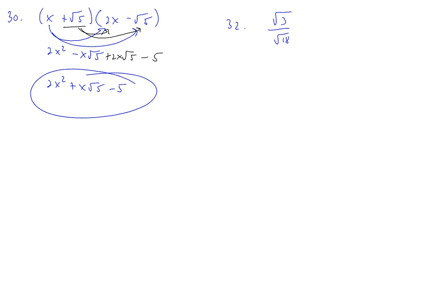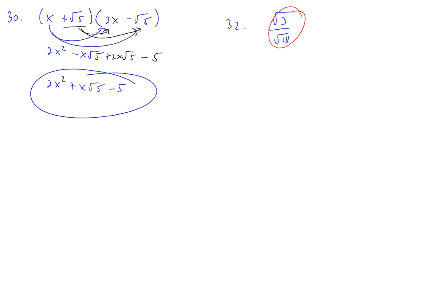So you get x plus the square root of 5 times 2x minus the square root of 5. All right, you're just simplifying that. And you know what, while you're at it, why don't you do 32, which is the square root of 3 over the square root of 18. You're just multiplying two binomials. You got a radical to play with in the midst. Just be careful.